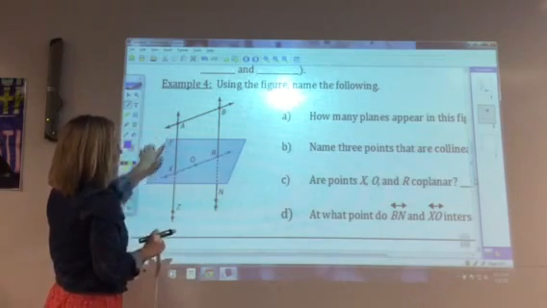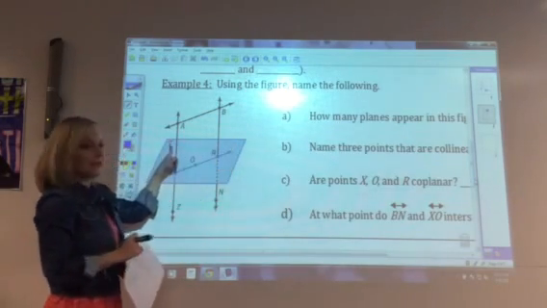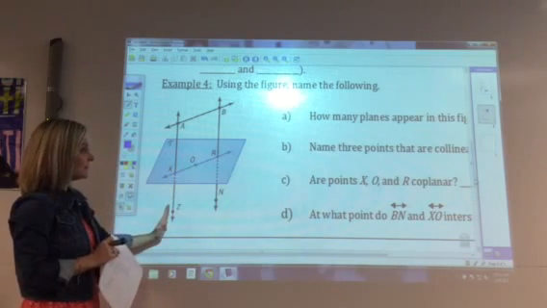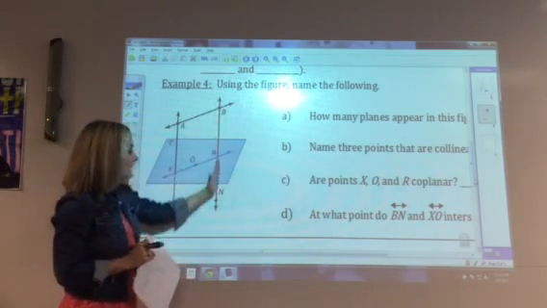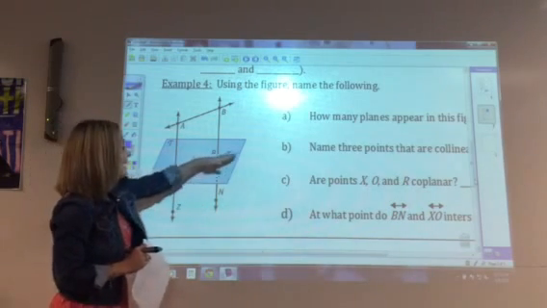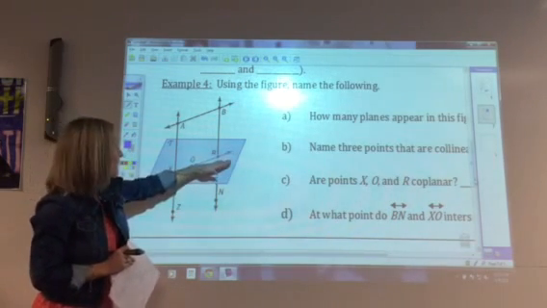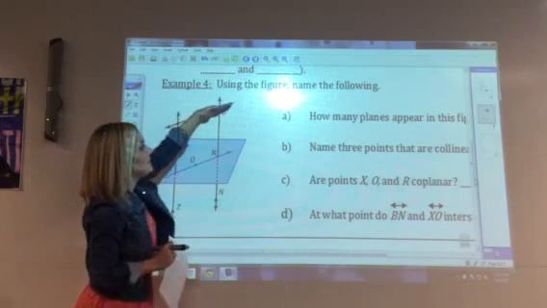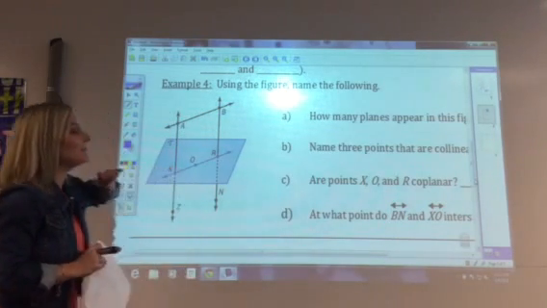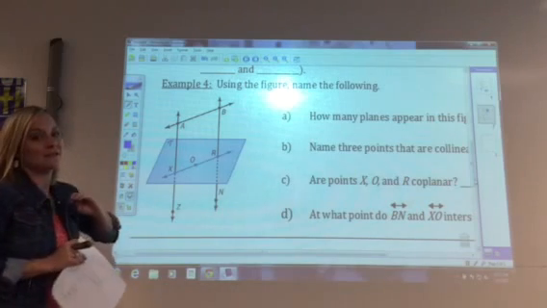In this figure, notice we have this plane T. We've got this line AZ that's intersecting the plane. We've got this line BN that's also intersecting the plane. We have this line XR that's in the plane. And then we have this line AB that is outside the plane. A is asking us how many planes appear in this figure.